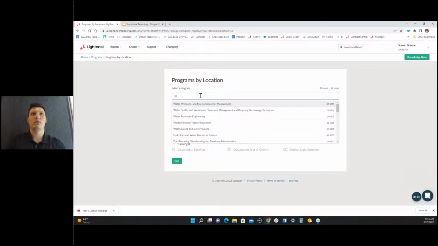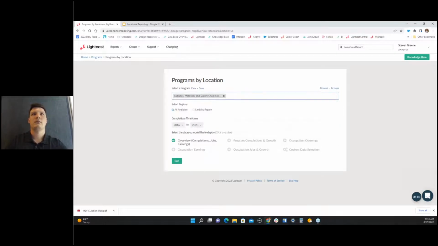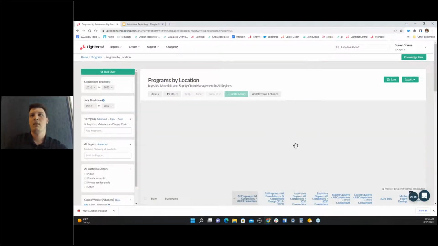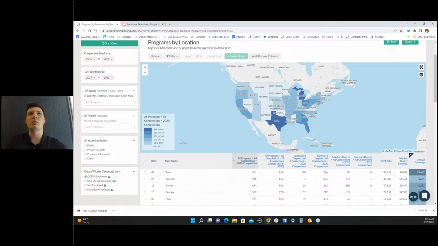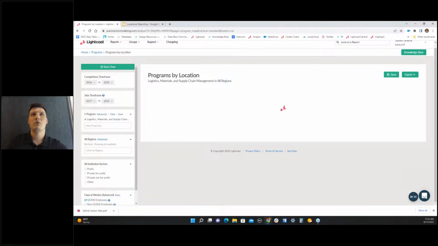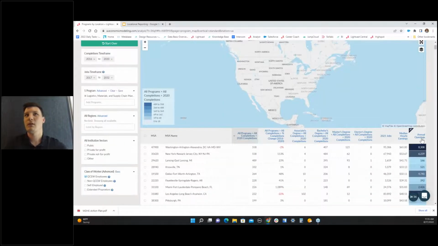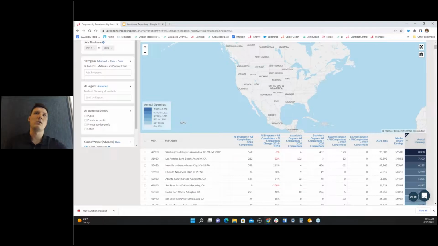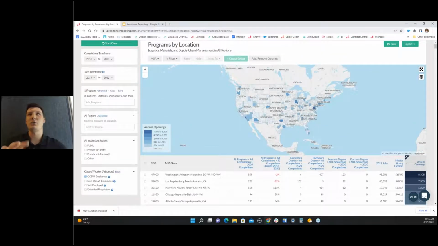I'm going to filter for logistics, and we'll run that. Again, you can equally determine what kind of benchmarks you want to look at this data on. I'm comparing this to annual openings in jobs, and so if I filter for that, you can also kind of lay your maps on top of each other.